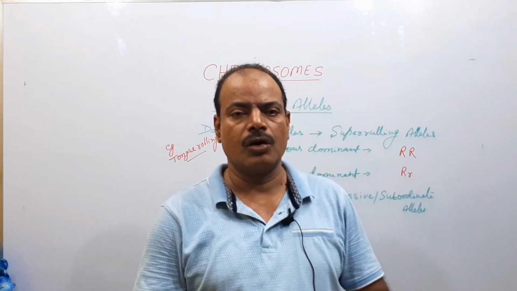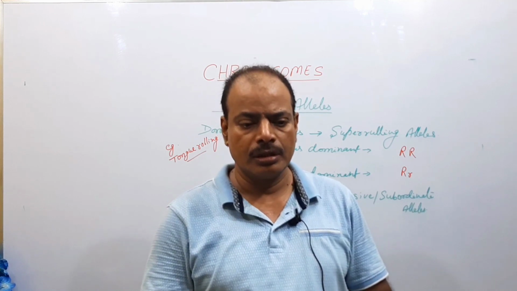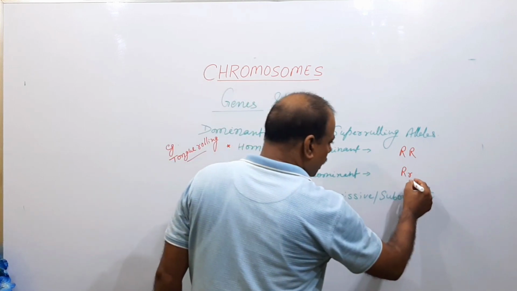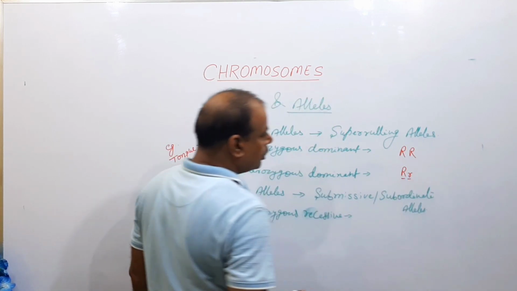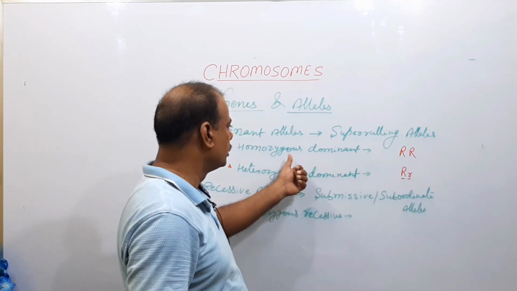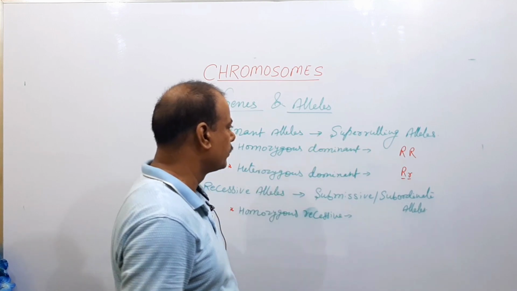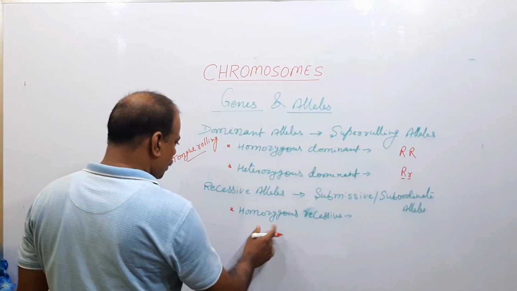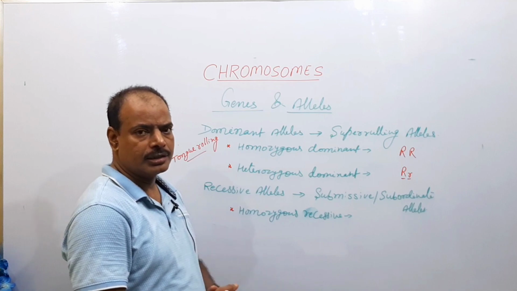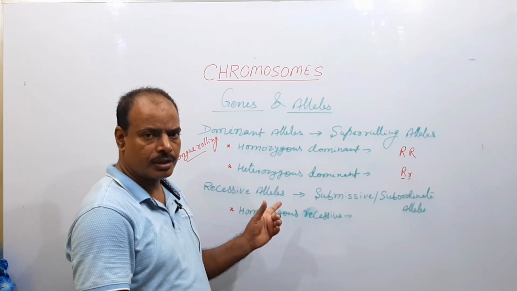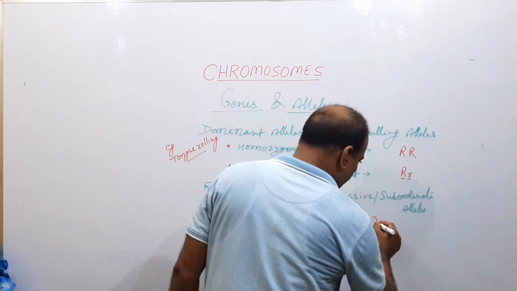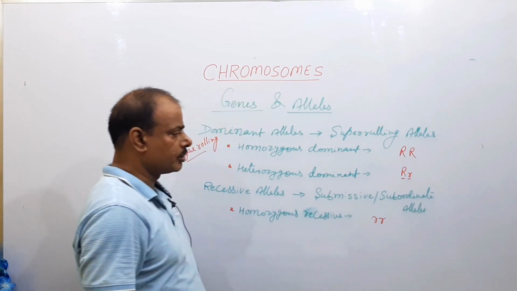and the subordinate or submissive allele cannot express itself in the organism. Here, small r is the submissive or subordinate allele, whereas capital R is the super ruling allele. Again, in case of tongue rolling, if both the alleles are subordinate or submissive, then it is known as homozygous recessive, and here it is small r.